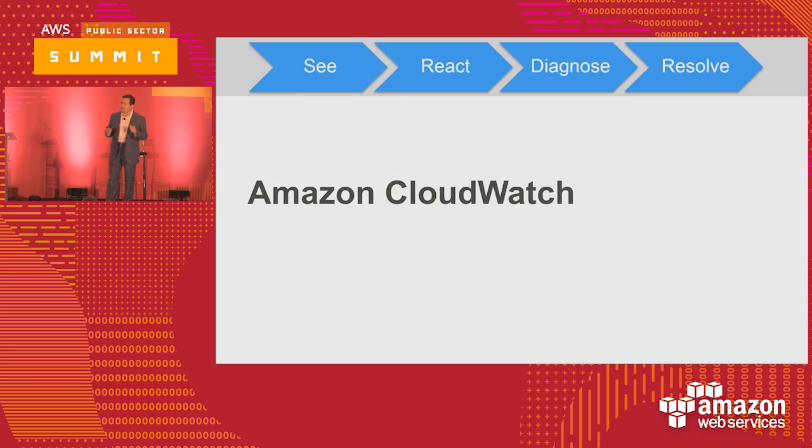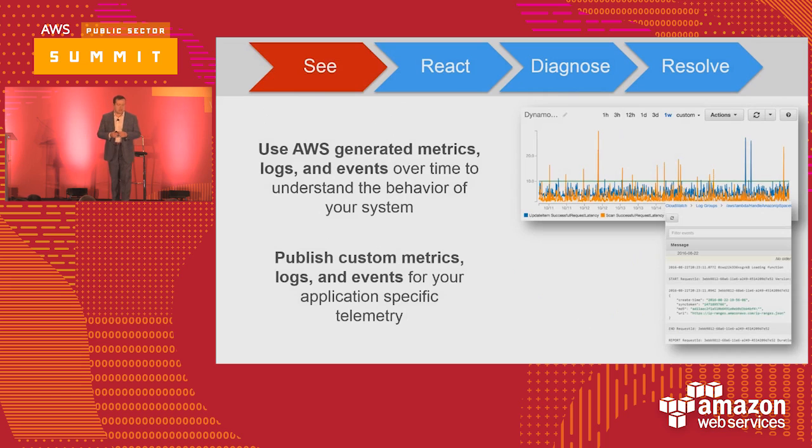So let's talk specifically about CloudWatch. CloudWatch is an AWS service, and it gives you generated metrics and logs and events over time to understand the behavior of your system. So CloudWatch, just regular CloudWatch, is metrics, right? So you get a bunch of built-in metrics with CloudWatch. So for example, when you're using EC2, you get metrics for things like CPU utilization. You get metrics on how much network throughput the instance is getting, all that kind of stuff.